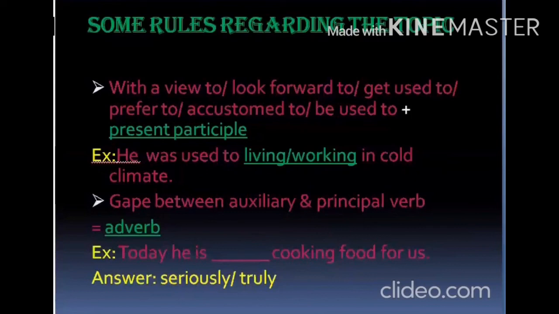Okay. There is no alternative to practicing English grammar. The more you practice, the more you will be able to develop your skill. So, my adorable students, today I have discussed the topic cloze test with clue and without clue, and also some rules regarding the topic.